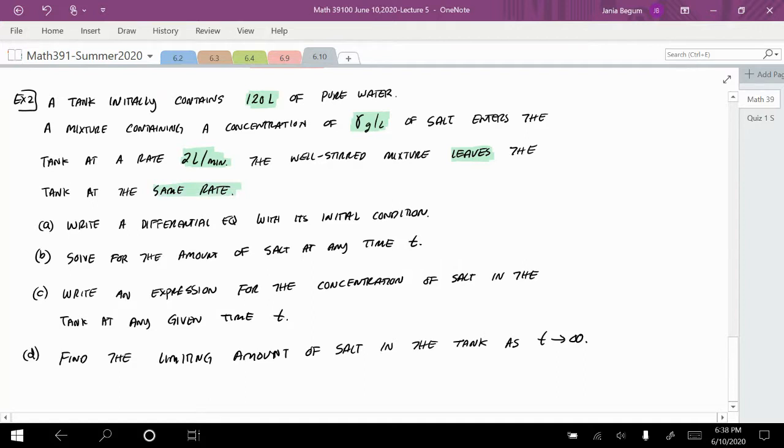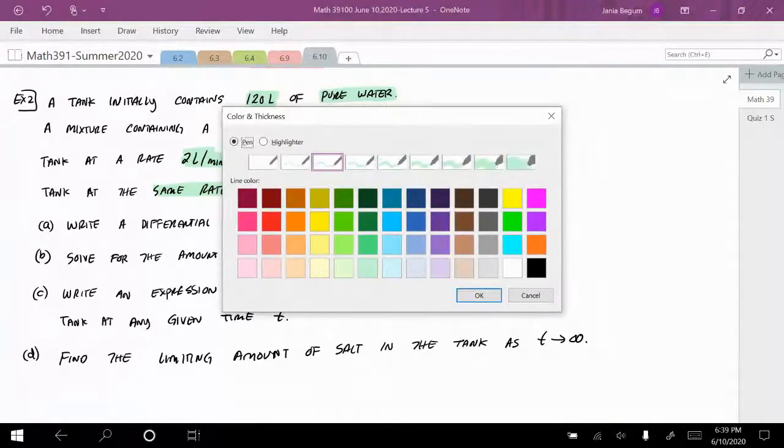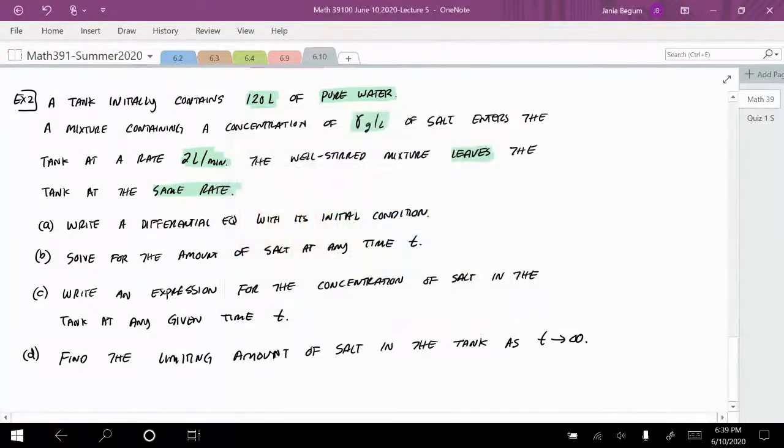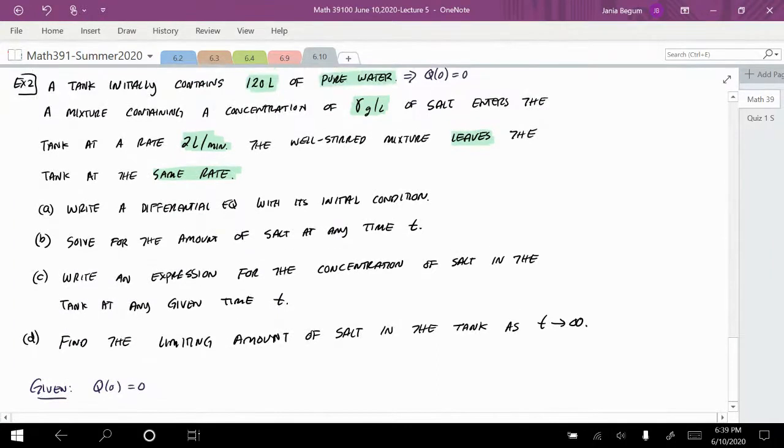So let's write out the differential equation for this. Now another thing to keep in mind is it contains pure water. What does that mean? That means that there is no salt at first. Right, so the initial value of salt is 0. Yeah, exactly. So this means that the initial condition is Q of 0 equals 0. Initially, there's no salt. Okay, so good. So let's write this down. So what is given to us? We're given Q of 0 is 0. So initially contains 120 liters.